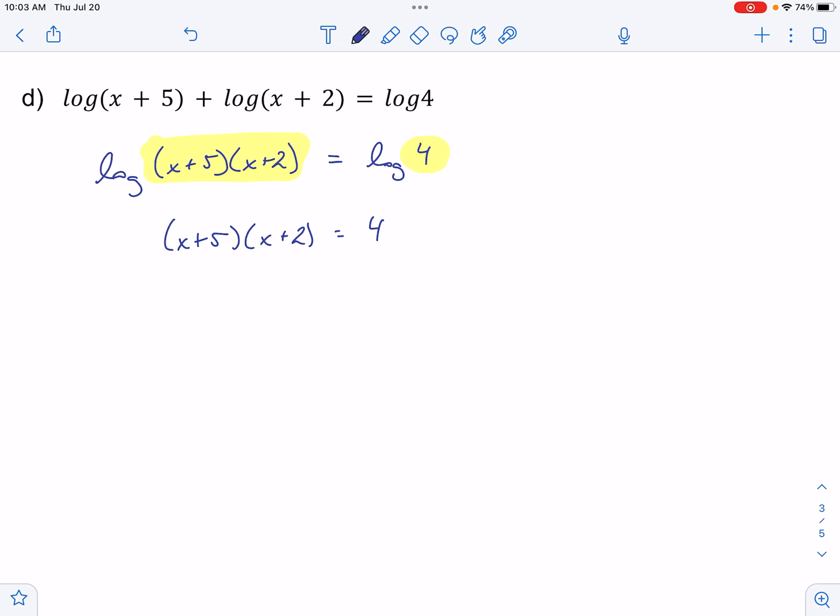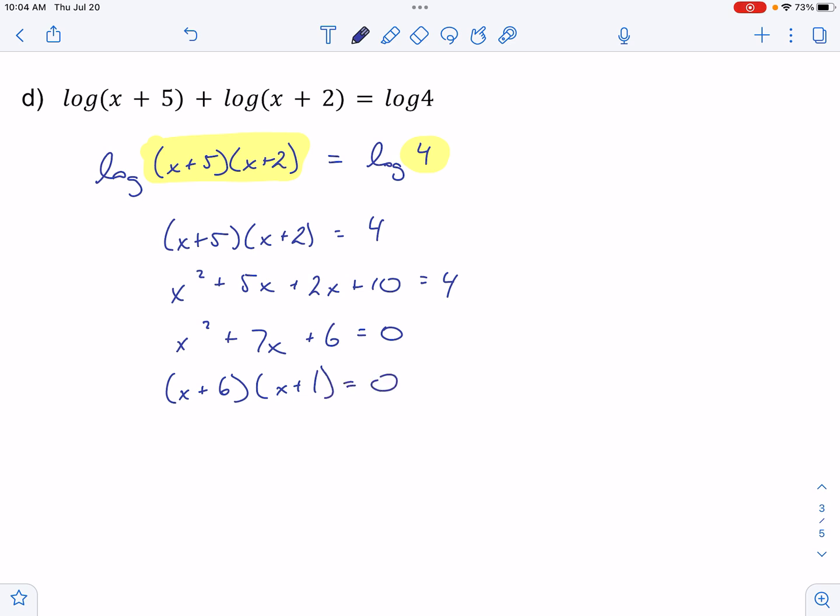I'm going to expand my brackets on the left-hand side to give me x squared plus 5x plus 2x plus 10 is 4. Combine my like terms and move my 4 over to get x squared plus 7x plus 6 is equal to 0. I'm going to go ahead and factor this. Two numbers that add to 7 and multiply to 6 are 6 and 1. And so I'm going to set these each equal to 0 to get my two possible answers.